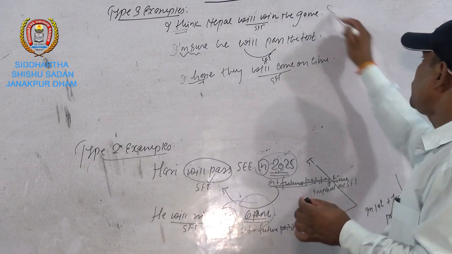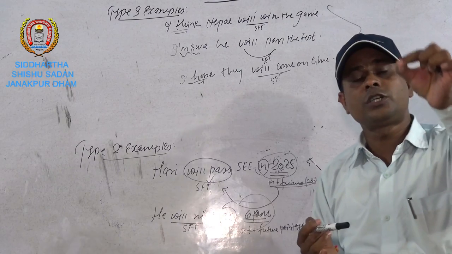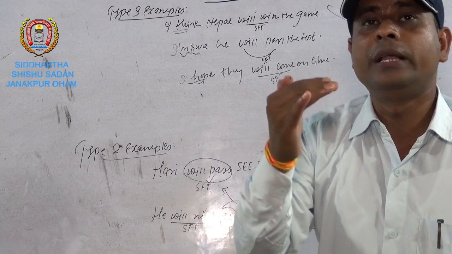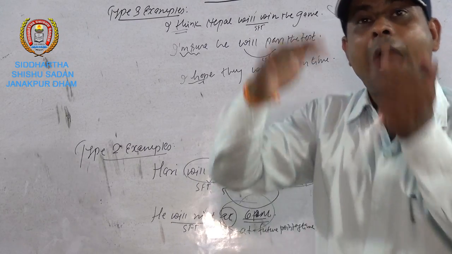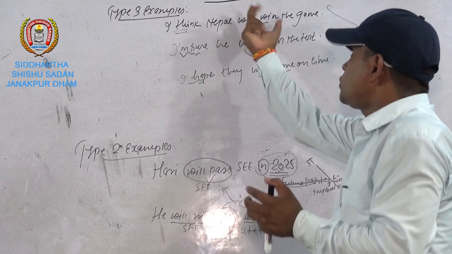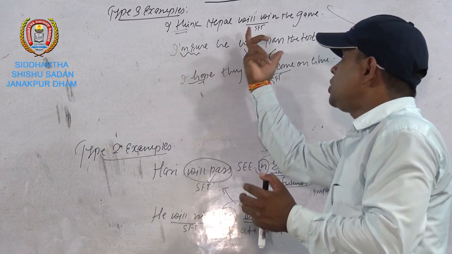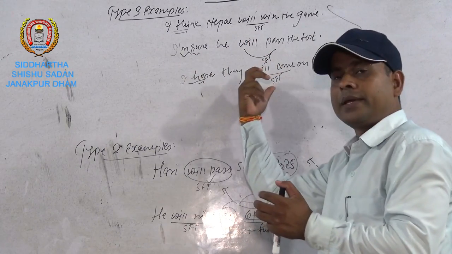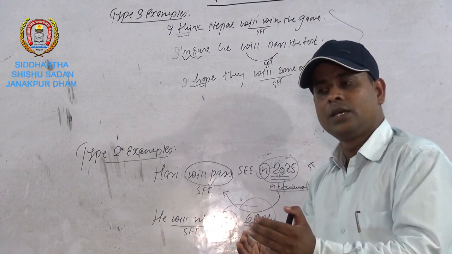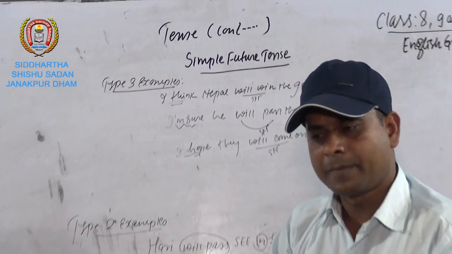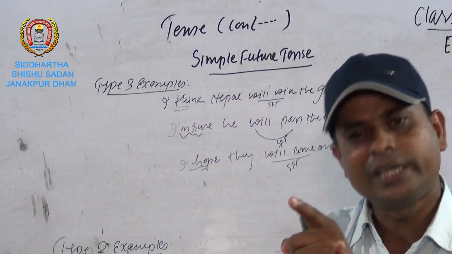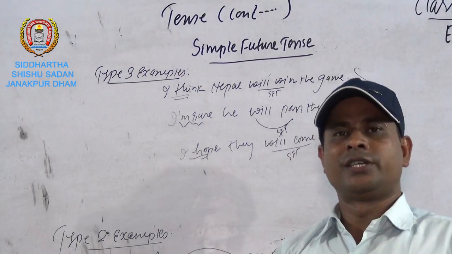So, what's now in conclusion? Simple future tense is used when we think, when we believe what will happen in future. I think this will happen. I'm sure this will happen. I hope this will happen. So if we think, if we hope, if we believe that something will happen in future, something will occur in future, then that something is to be in simple future tense, students.